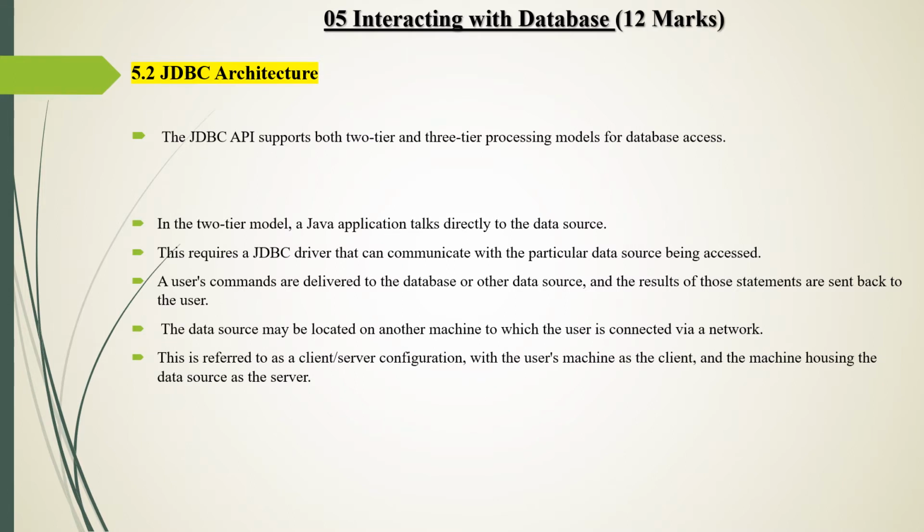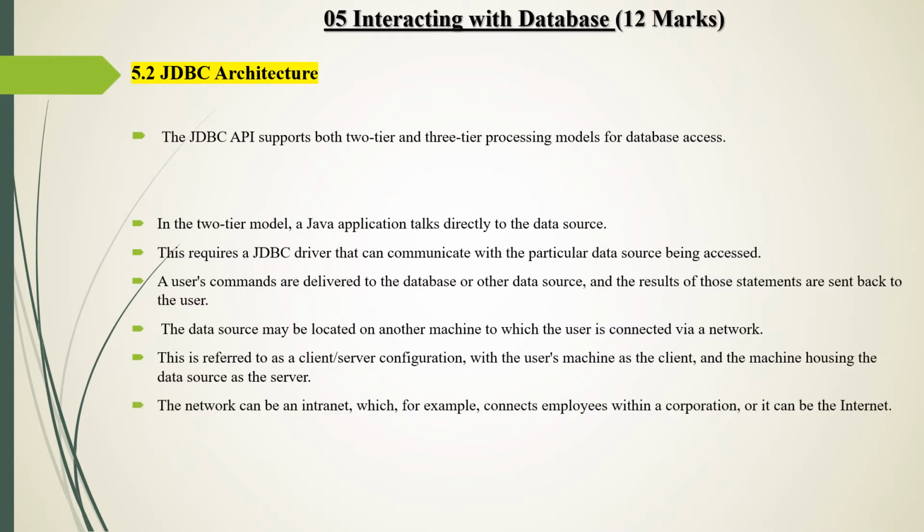This is referred to as a client-server configuration. Okay, so it is similar to a client and server configuration, with the user machine as the client and the machine housing the data source as the server. So a client-server architecture is formed in the 2-tier model. The network can be an intranet, which for example connects employees within a corporation, or it can be the internet. Okay, so in this model the network may be an intranet or the internet.